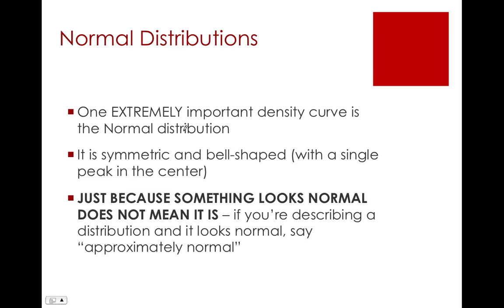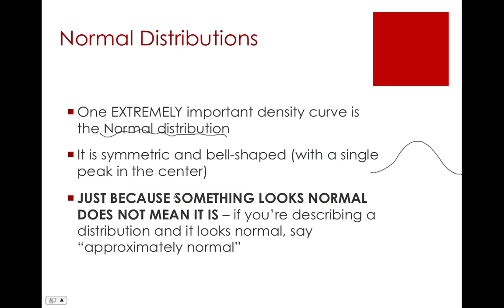I want to talk about an extremely important example of a density curve, and that's the normal distribution. All right, we talked a little bit about approximately normal shapes in chapter 1. And so I want to give you a lot more information about the normal distribution here. We know that it's symmetric. We know that it's bell-shaped. It has a single peak in the center. It looks something like that.